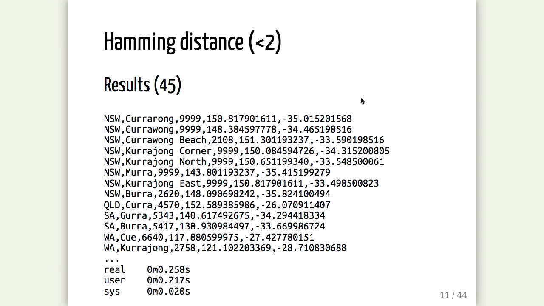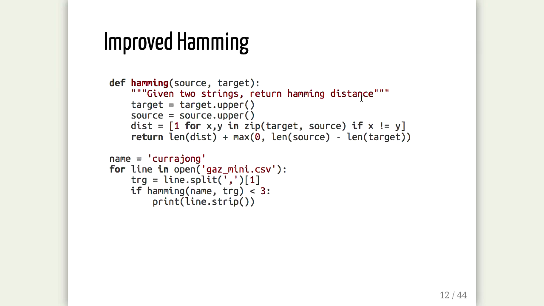And we see, obviously, we get fewer results because it's a subset of the first set. And we get Currarong, Currawong, and we see we get the Currajong with a K, which is great. But we also get places like Murra and Q, C-U-E. So it looks like an improvement, but there's also noise. We're getting some false positives, as it were. So we can improve this once again.